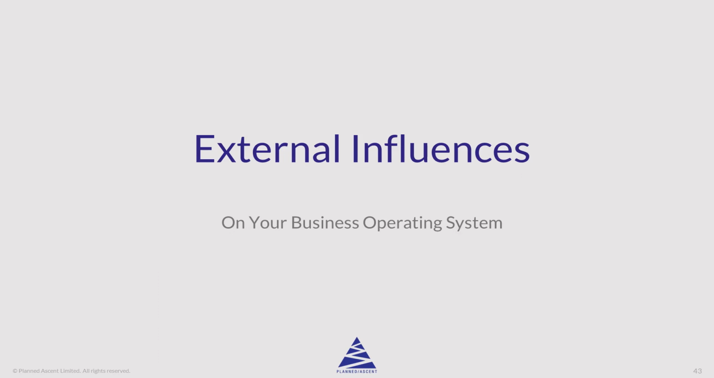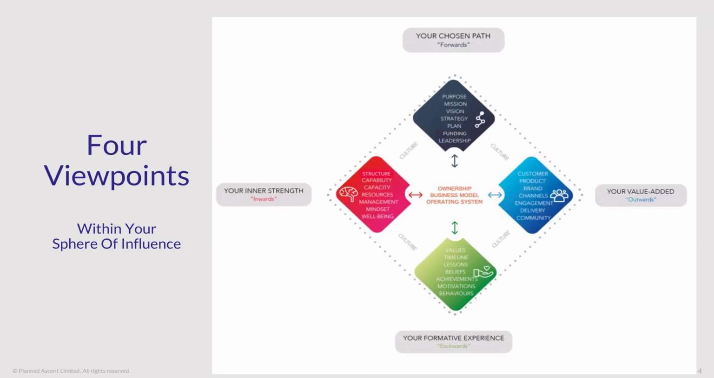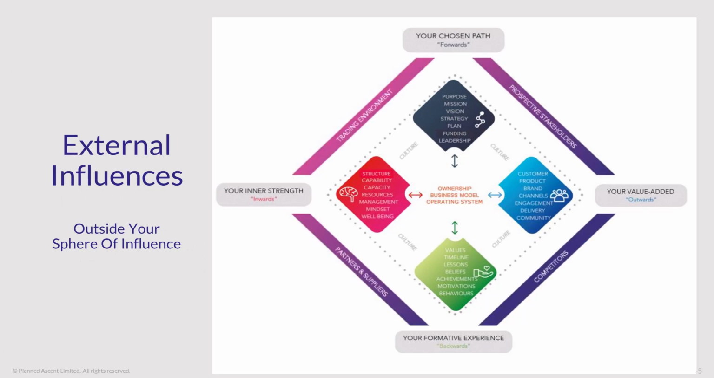External influences on your business operating system. The previous 4 viewpoints are all shown in the framework diagram as being within your sphere of influence, represented by the dotted grey line, meaning you can exert a high degree of control over them. The diagram equally shows 4 areas that are outside your sphere of influence, which means that the degree of control you have over them is less. They are trading environment, partners and suppliers, prospective stakeholders, and competitors.